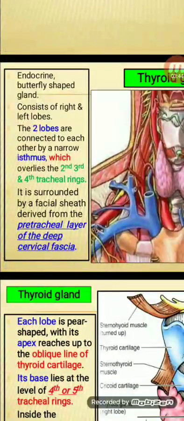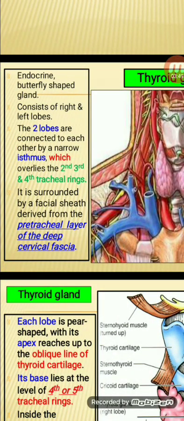It overlies the second, third, and fourth tracheal rings, surrounded by fascial sheaths derived from the pretracheal layer of the deep fascia. It's surrounded by the pretracheal, pre meaning in front of the trachea, which is a part of the deep cervical fascia, which I did mention.